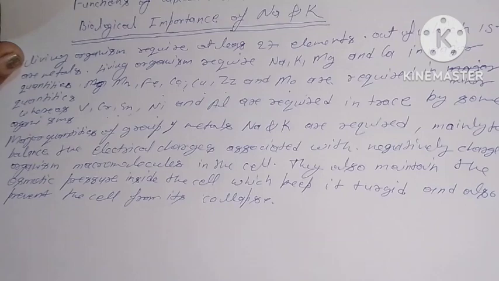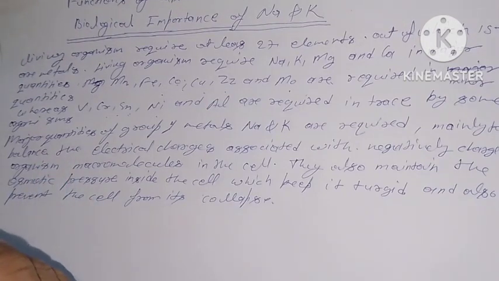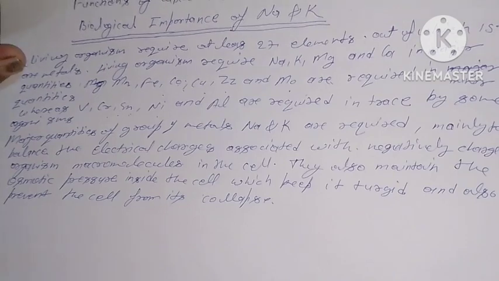Major quantities of group one metals, sodium and potassium, are required mainly to balance the electrical charges associated with negatively charged macromolecules in the cell. They also maintain the osmotic pressure inside the cell, which keeps it turgid and also prevents the cell from its collapse. Okay.